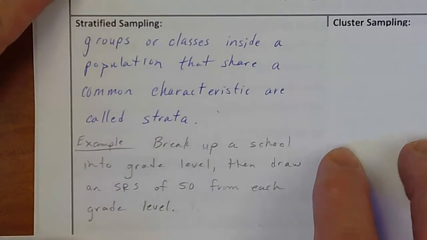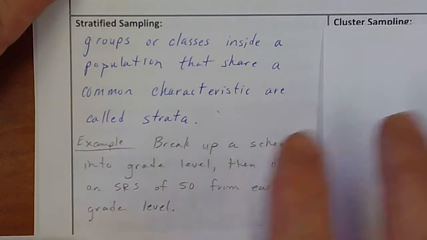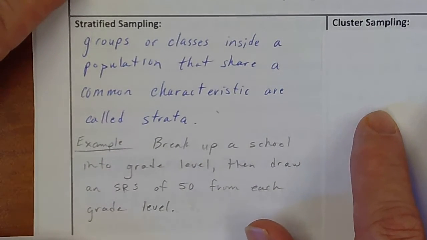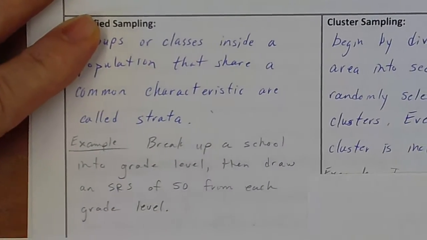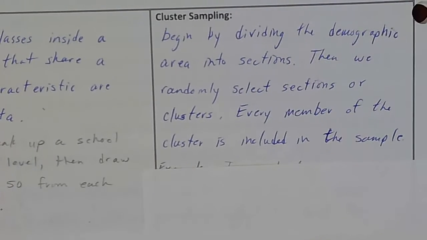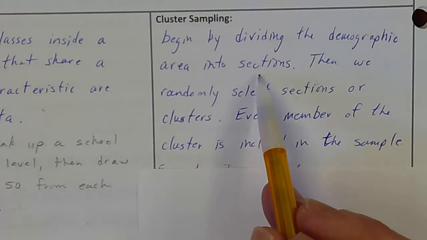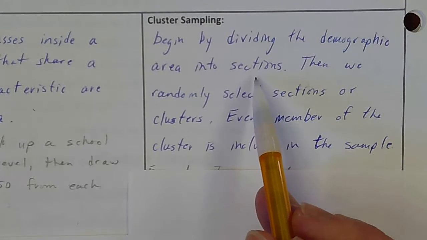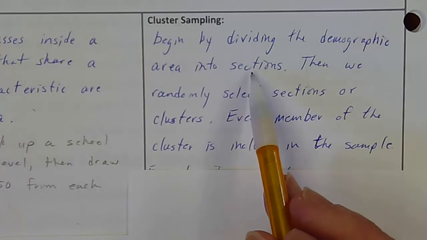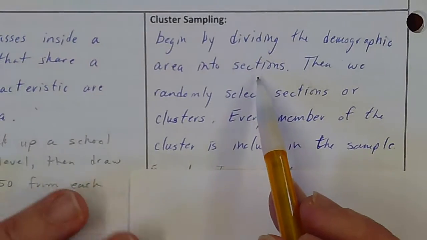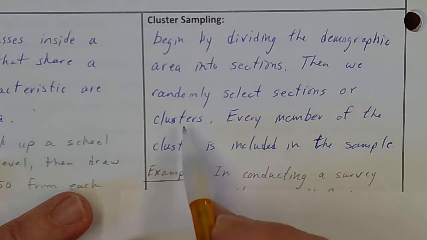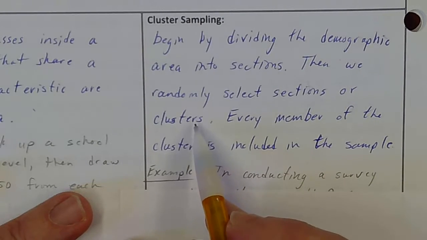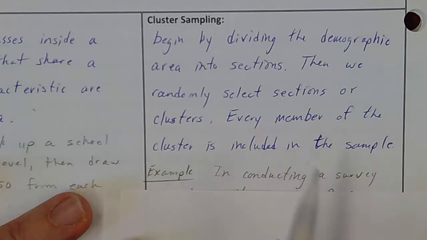All right, so a lot of students get these two confused, stratified and cluster sampling. So it's good to have these side by side. All right, so here's the definition for cluster sampling. You begin by dividing the demographic area into sections. Like counties and zip codes are a good example of this, and we'll use that as an example in a little bit. Then we randomly select these sections, or clusters, I guess. Clusters are like sections. Every member of that cluster is included in the sample.